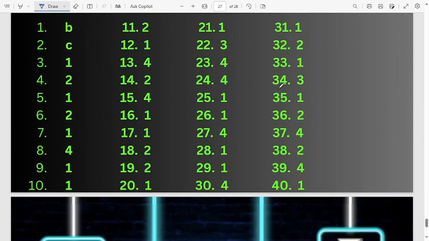The answer key is on the last page. After attempting the test, you can go through it. So that's it for today.